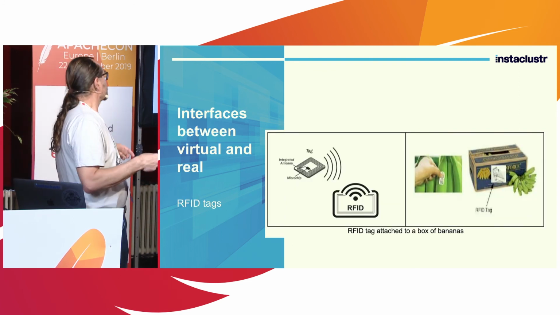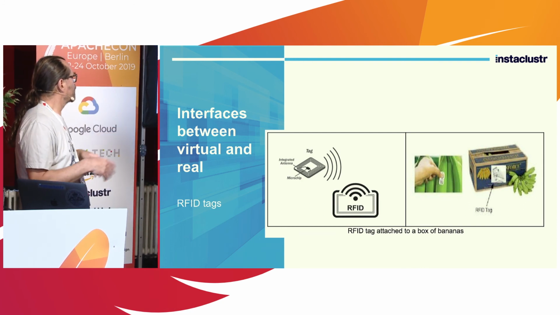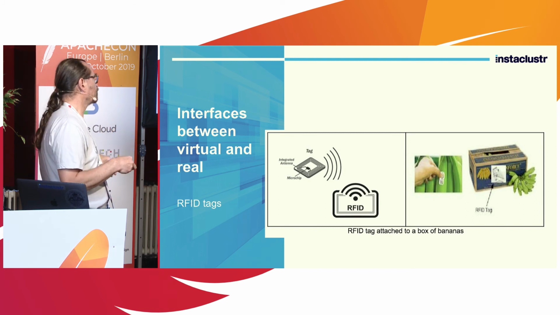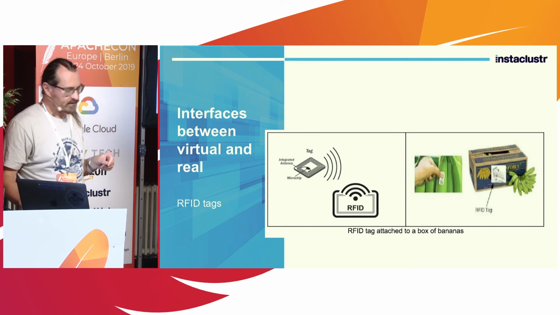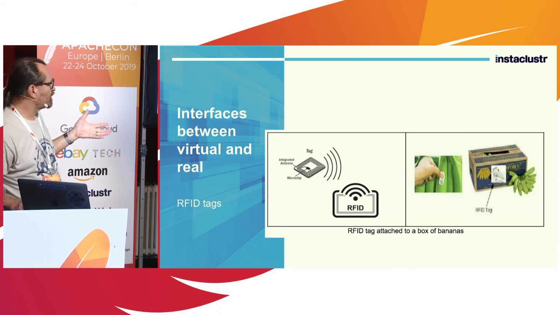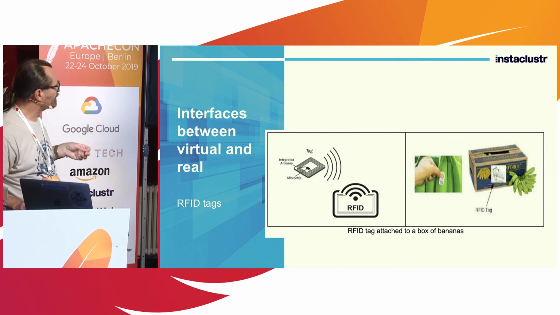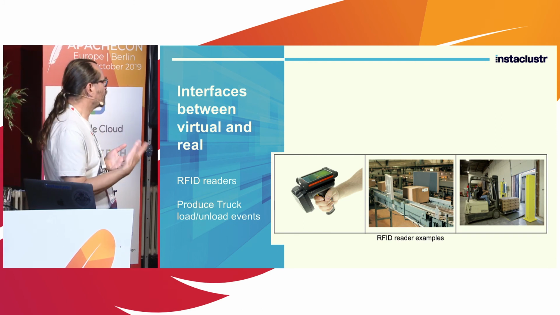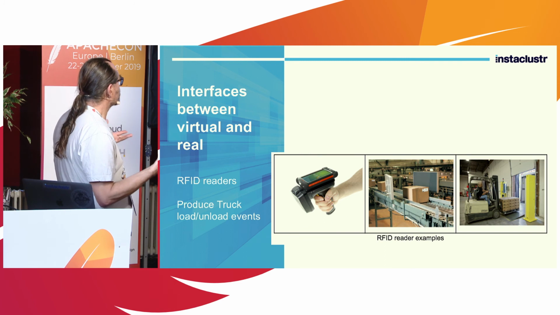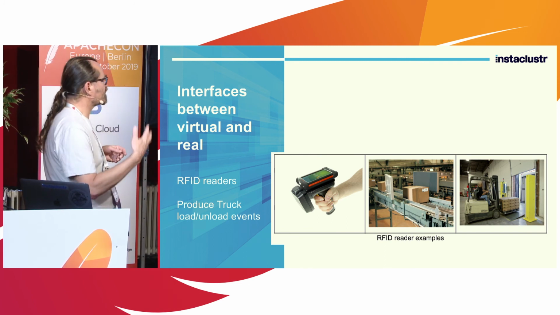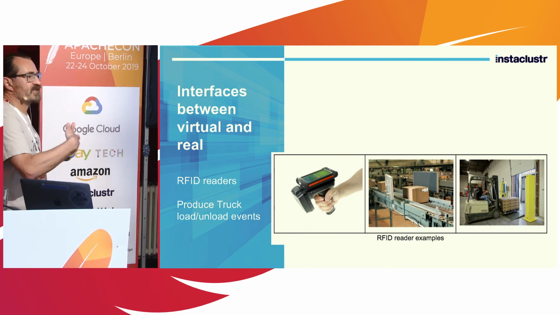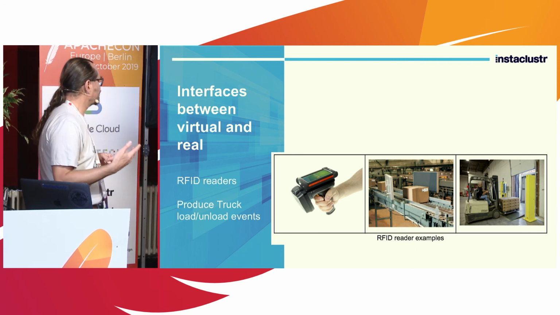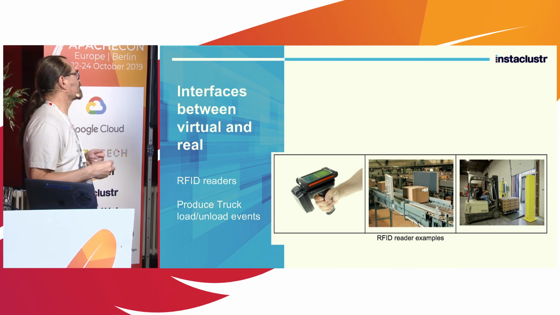Right, and as I mentioned, there's an assumed interface between the virtual world and the real world. So we're assuming that all the goods have RFID tags on them, so you can identify what the goods are from their RFID tag. And when they go in and out of warehouses and trucks, you can detect when they're coming in and out. So we were also assuming RFID readers essentially at the boundaries between the warehouse system and the truck system, if you like. So the RFID readers produce load and unload events, basically.